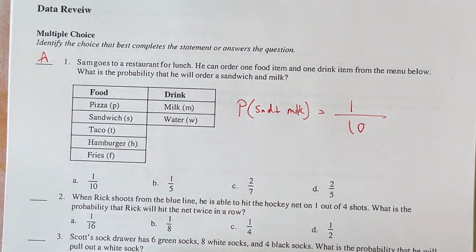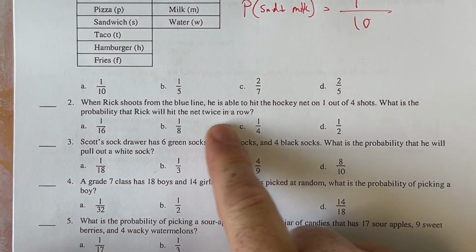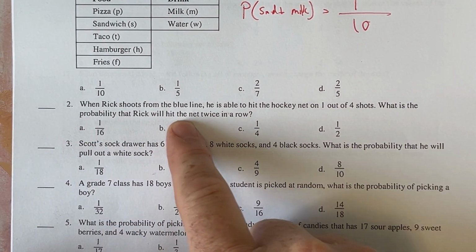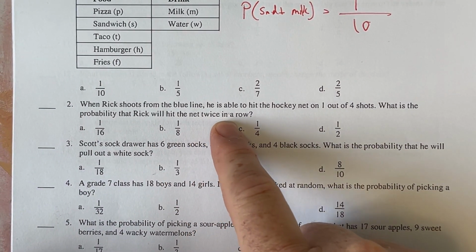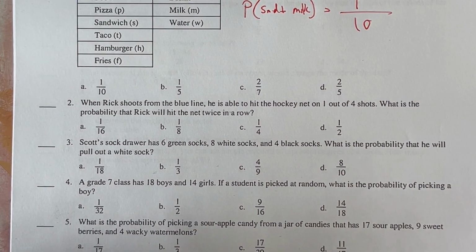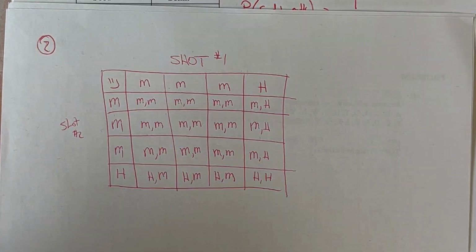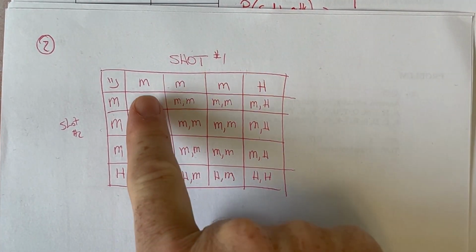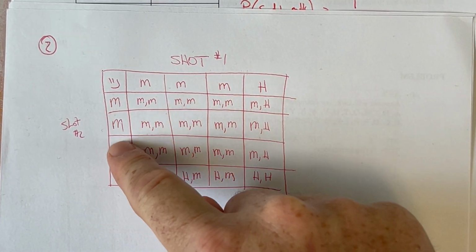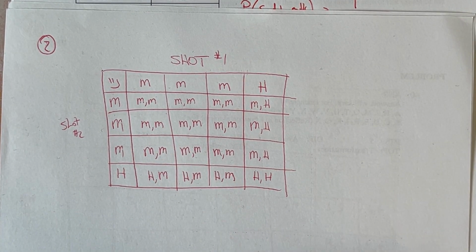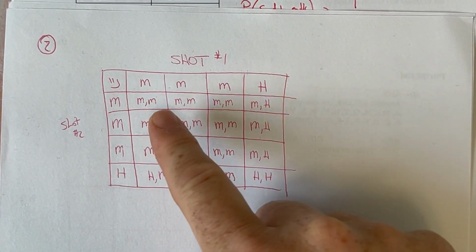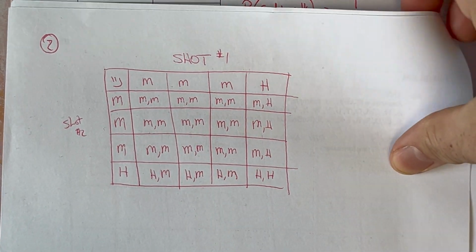So A. When Rick shoots from the blue line, he's able to hit the net on 1 out of 4 shots. What is the probability that Rick will hit the net twice in a row? Okay, so 2 shots. Now here's how I did this one. I pre-did this, but I want to show it to you. So here's how you look at it. So shot number 1, miss, miss, miss, hit. So 1 out of 4. Shot 2, miss, miss, miss, hit. So then what's the probability of hitting the net? Well, that happens 1 out of 16 total outcomes. So 1 out of 16.